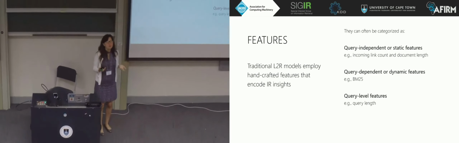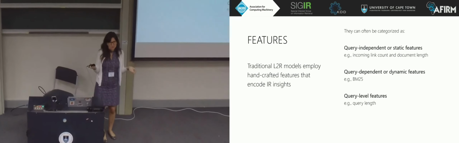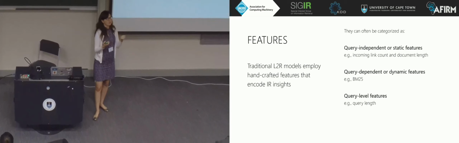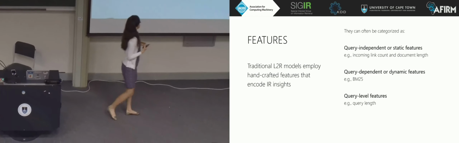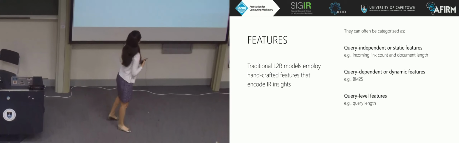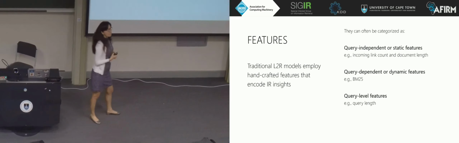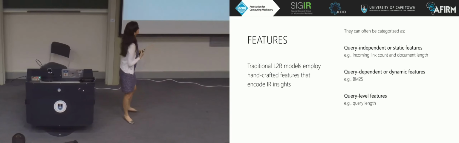So a very good example of such a feature would be the PageRank score, which is a measurement of how authoritative, or how much you can trust, a particular document regardless of the query, using the in-link structure. And you can also use other features like incoming link count and document length and so on.